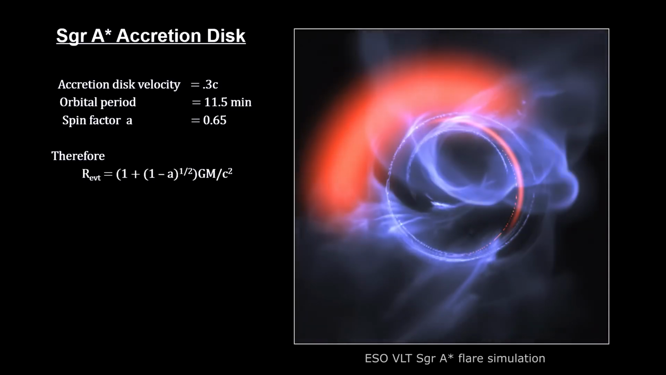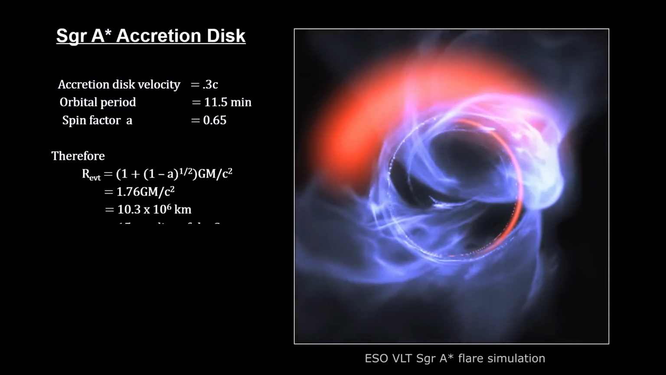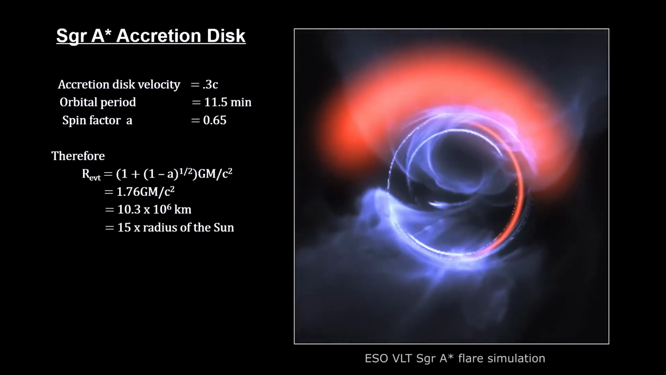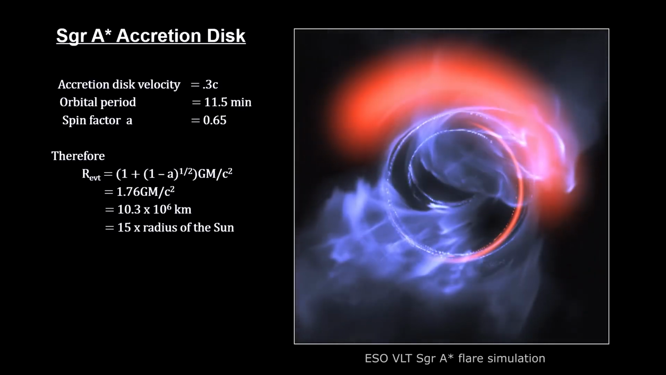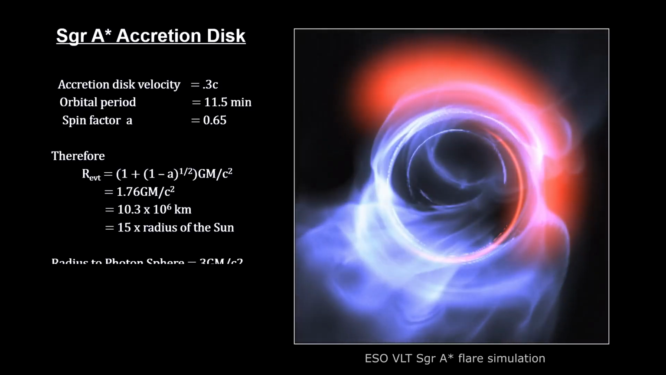This new information also enabled calculating the distance from Sag A*'s center to its event horizon at around 10 million kilometers, or 15 times the radius of our Sun, and the distance to the photon sphere at around 17 million kilometers.